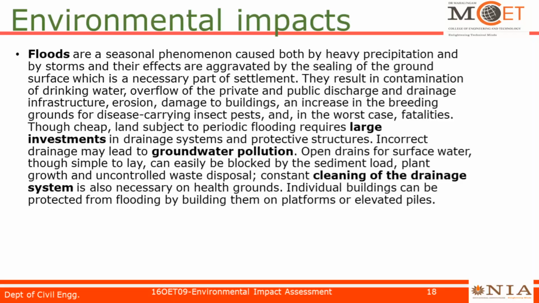Floods are a seasonal phenomenon caused both by heavy precipitation and by storms, and their effects are aggravated by the sealing of the ground surface, which is a necessary part of settlement. They result in contamination of drinking water, overflow of the private and public discharge and drainage infrastructure, erosion, damage to buildings, and increase of breeding grounds for disease-carrying pests, and in the worst case, fatalities. Though cheap, land subject to periodic flooding requires large investment in drainage systems and protective structures. Incorrect drainage may lead to groundwater pollution.